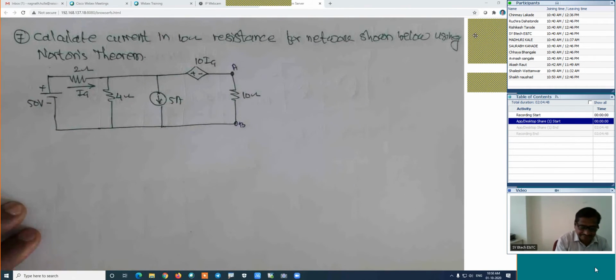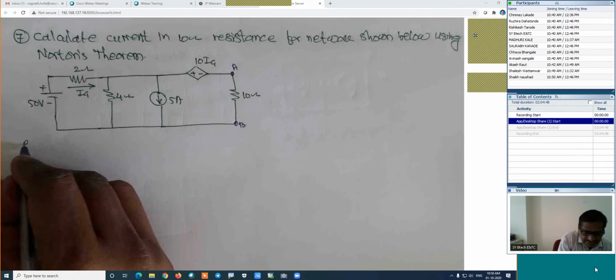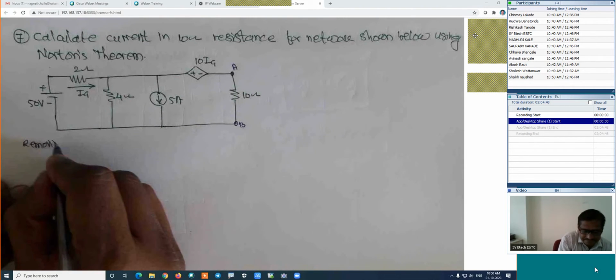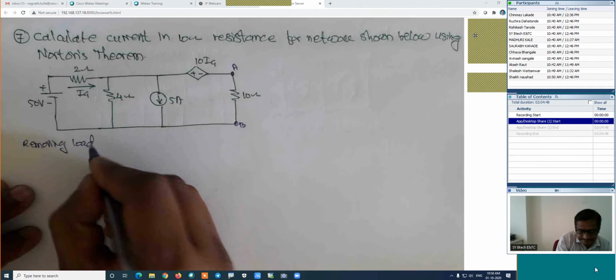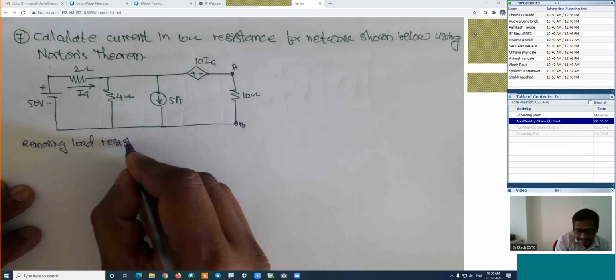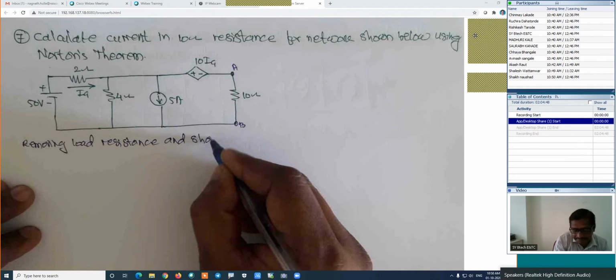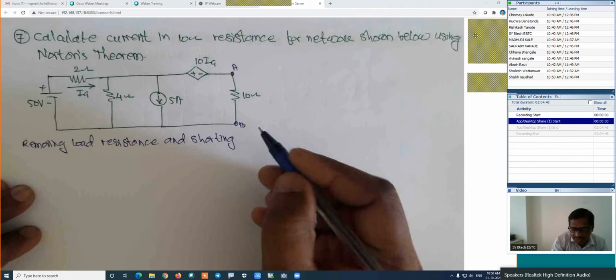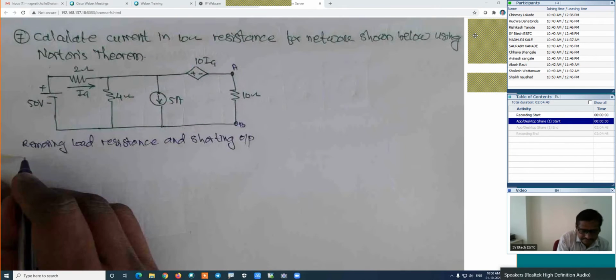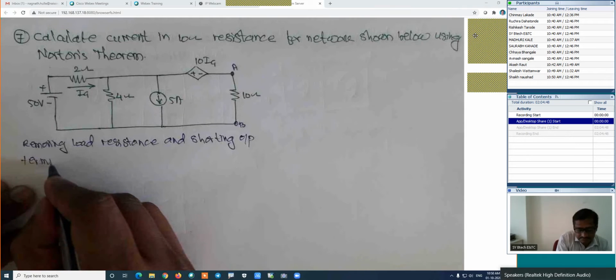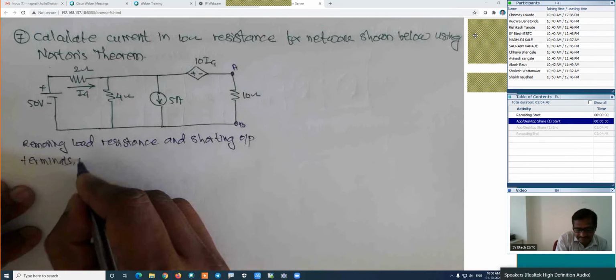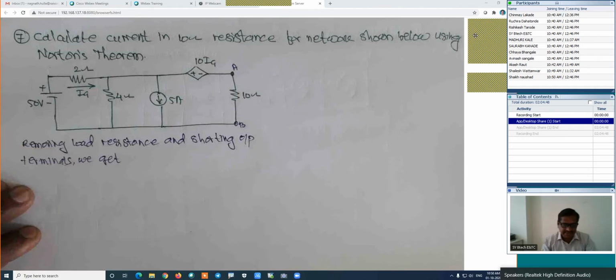I will write the same. Removing load resistance and shorting output terminals, we get. In this case, we will remove the load resistance and short the output terminals, and then I will start working on this particular problem.